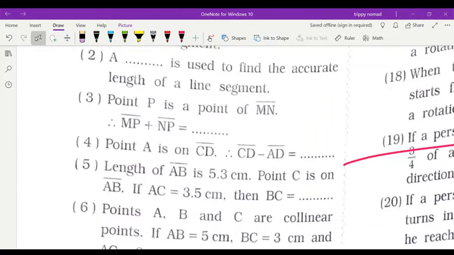Now question number 5. Length of AB is 5.3. Point C is on line segment AB. If AC is equal to 3.5, then BC is equal to what?